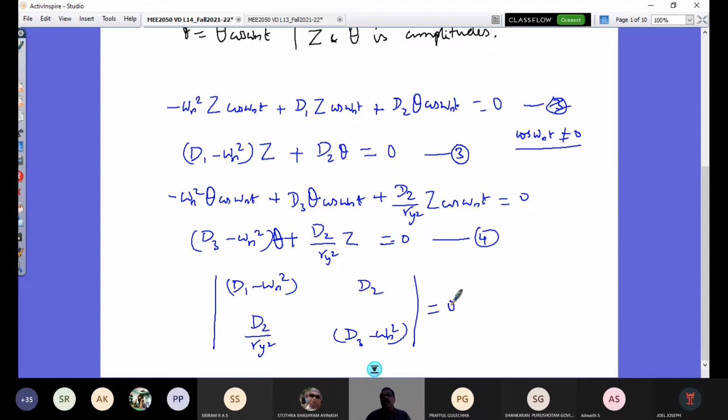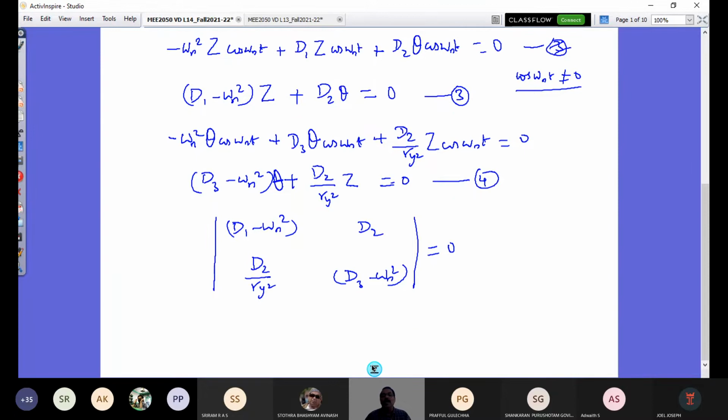And this determinant equating to 0 would satisfy the equation 3 and 4 for any values of Z and theta, the amplitudes. So this determinant is going to give you what? It's going to give you the characteristic equation of the system. So let us do that determinant.